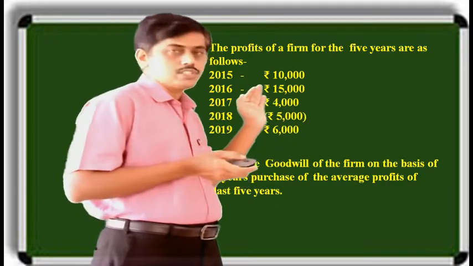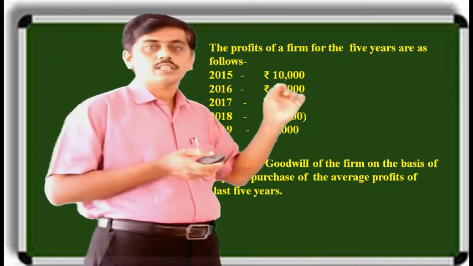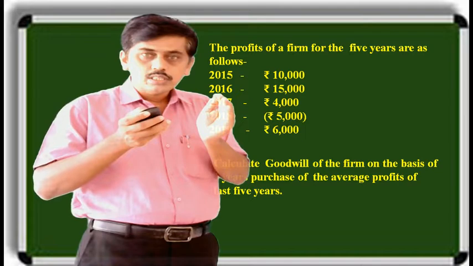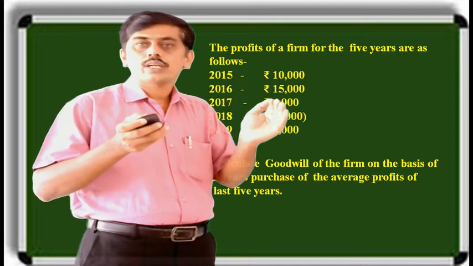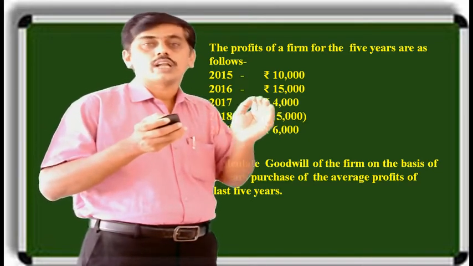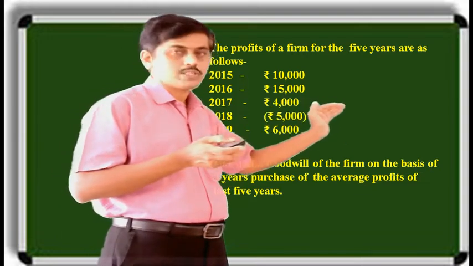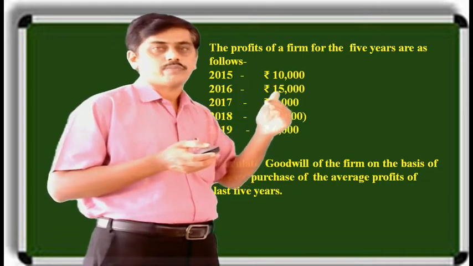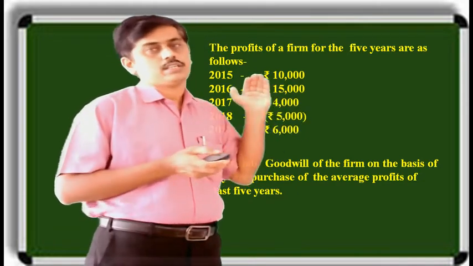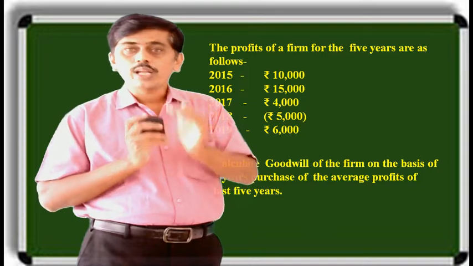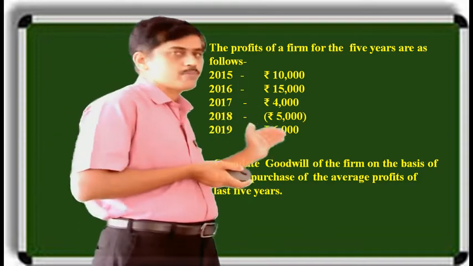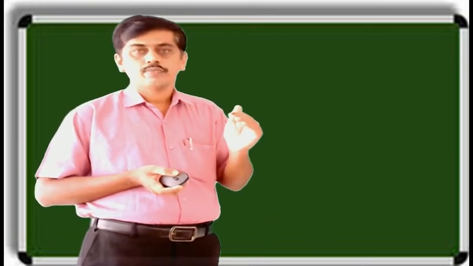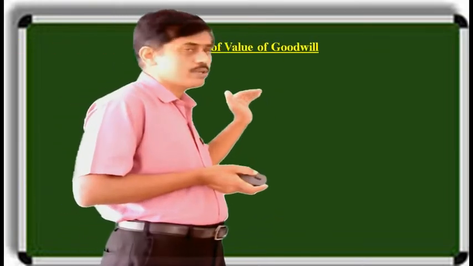And one change is that in the year 2018 the amount is given in brackets, which means there is a loss of rupees 5,000. Taking that into consideration, we have to ascertain the value of goodwill under average profits method. Shall we start? So first, take the heading: calculation of value of goodwill.